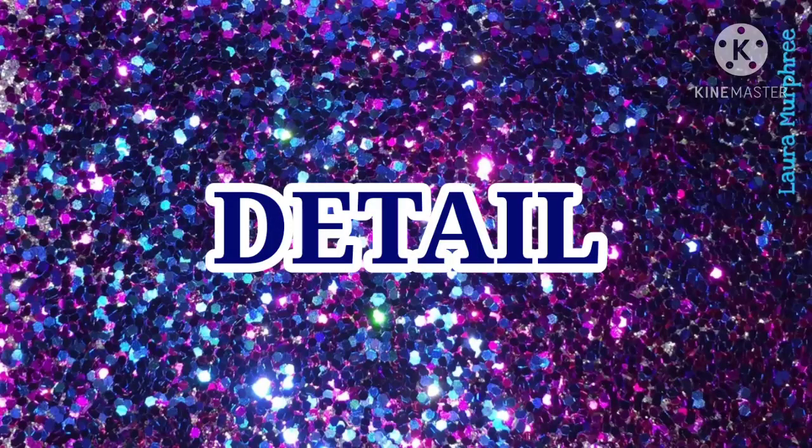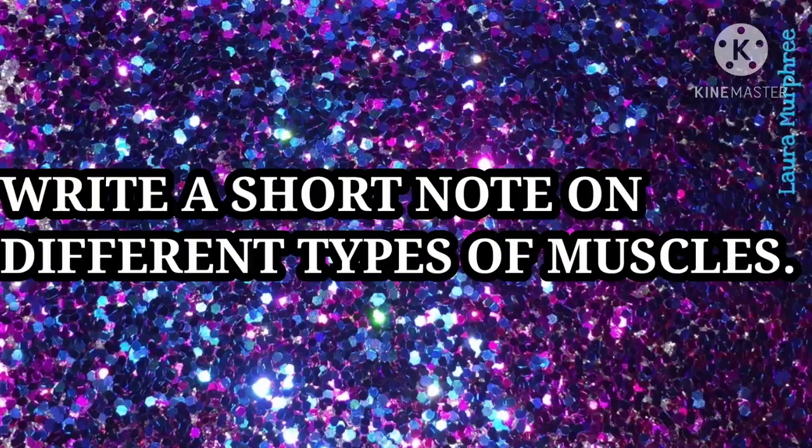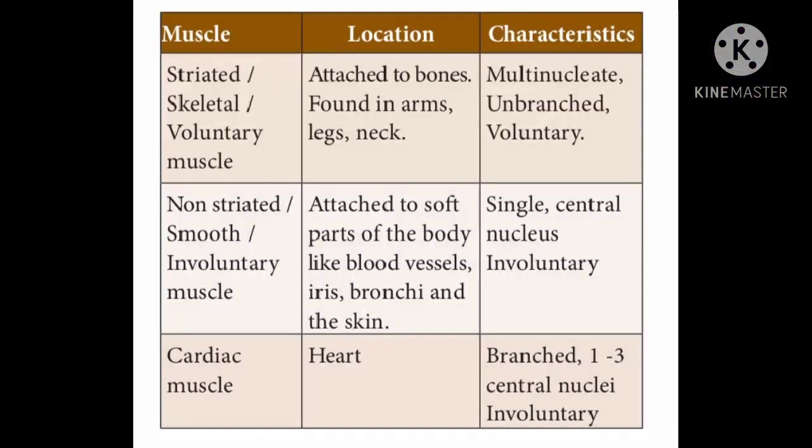The question is: write a short note on different types of muscles. You are going to present the different types of muscles in a tabular column. There are three types of muscles: striated, skeletal, voluntary muscle, all three refer to the first type of muscle. The second type of muscle is non-striated muscle. It is also called smooth muscle or involuntary muscle. The third type is cardiac muscle.